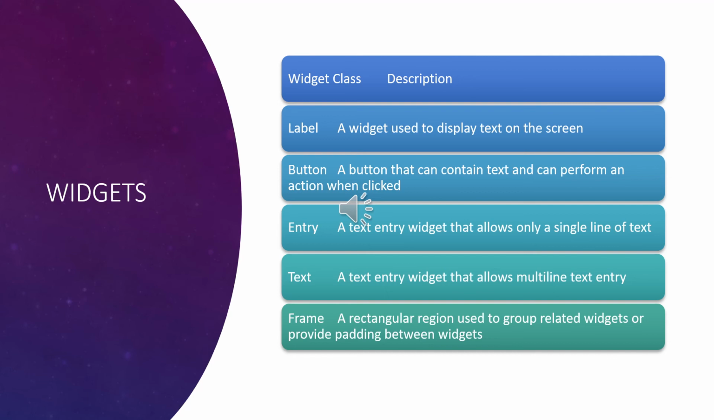For example, username and password for any kind of login window, maybe Gmail or something. And Text is an entry widget that allows multi-line text entries. And then we have a frame. A frame means a rectangular region used to group related widgets or provide padding between the widgets.